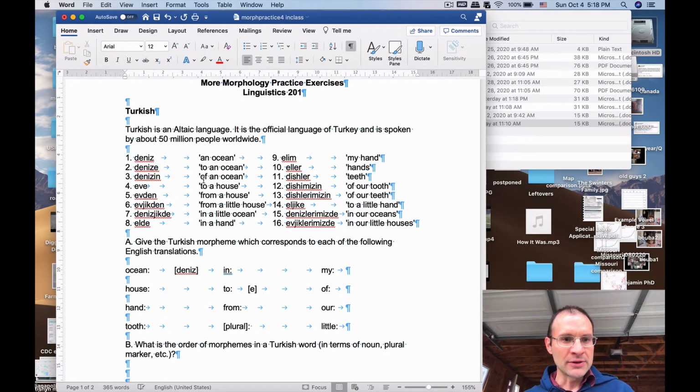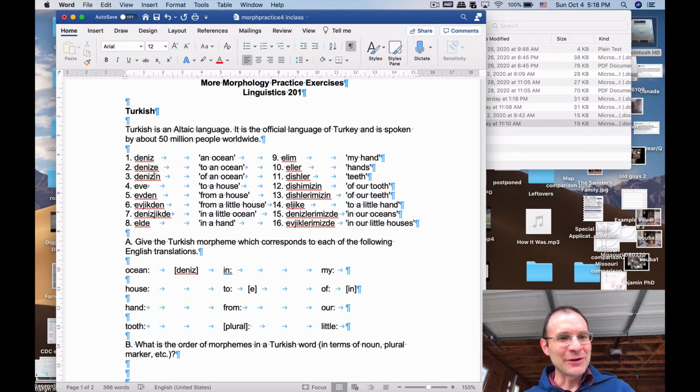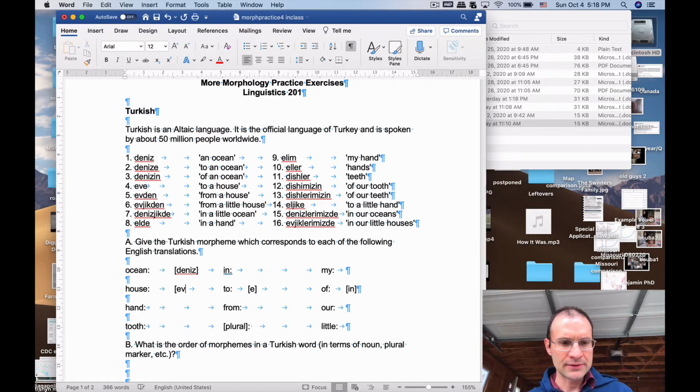And you might notice as we go through this, of an ocean, denizin. Of is over here. I probably should put these in the same categories. But yeah, so focus. So in is just of. The prepositions are going after the noun in this case, right? We see the same thing for eve, which is to a house. So we had to an ocean is denize. So the a part is the to part. That means the ev is the house. And the a is just consistent there.